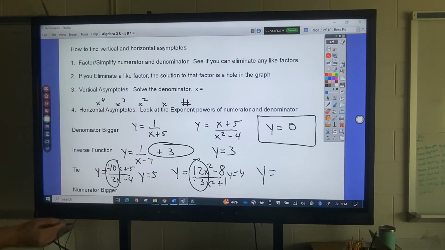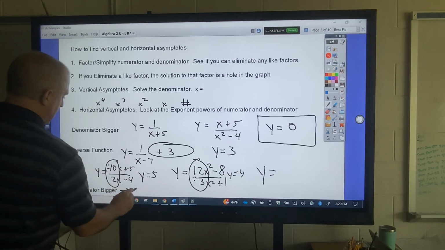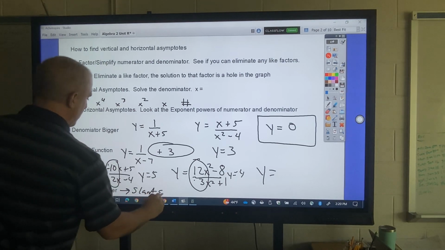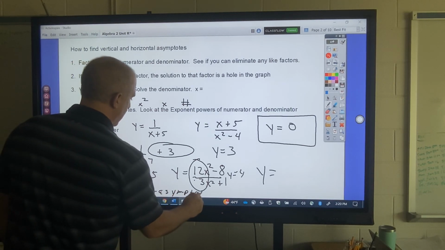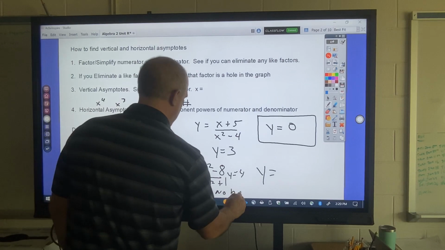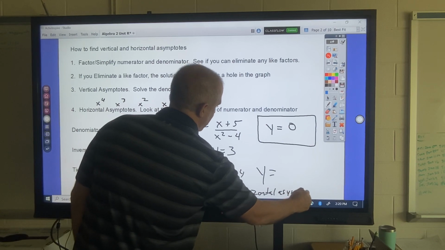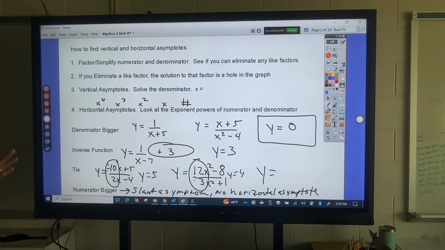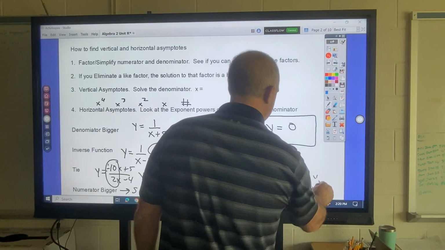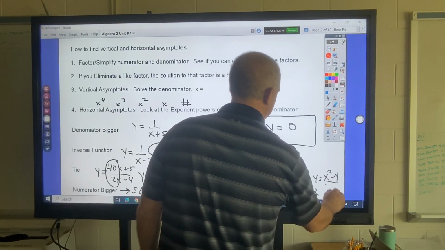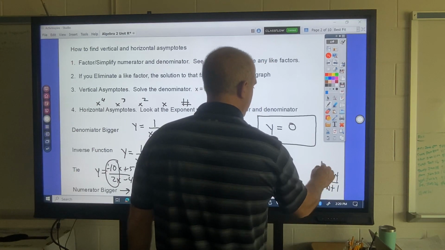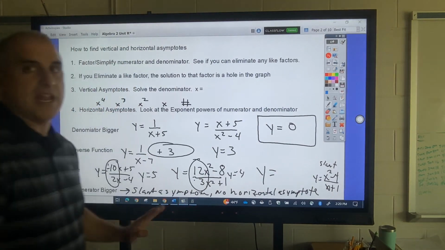If the numerator is bigger, and you'll talk more about this when you get to pre-calc, you have a slant asymptote, not a horizontal asymptote. When you get to pre-calc, we may get more in depth about slant asymptotes and how you find those, but you have to be able to recognize the pattern: numerator bigger, denominator bigger, tied. A great example would be x squared minus 4 over x plus 1. As you can see, x squared is bigger, so this would be a slant. So you have to have an idea of those.